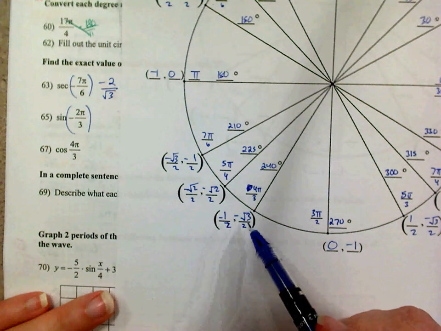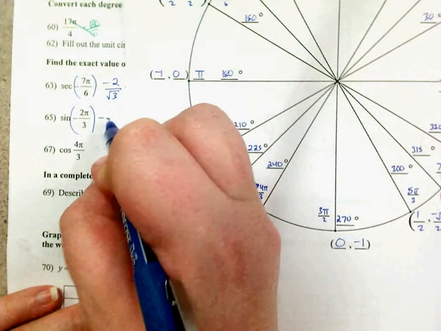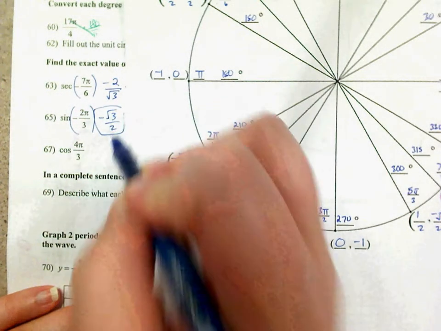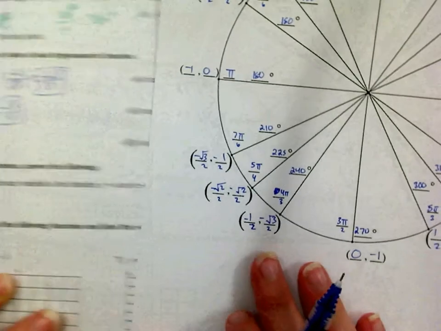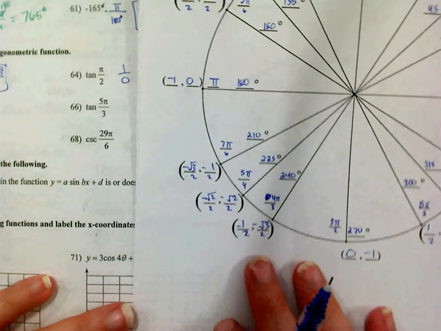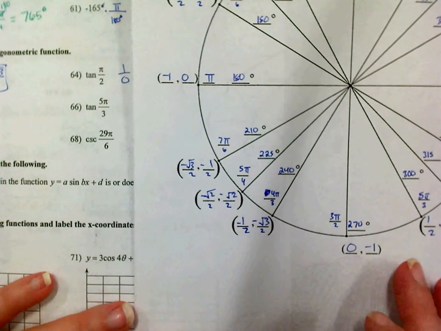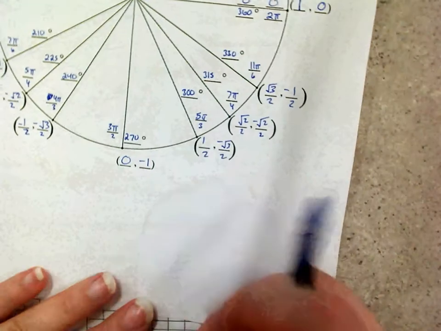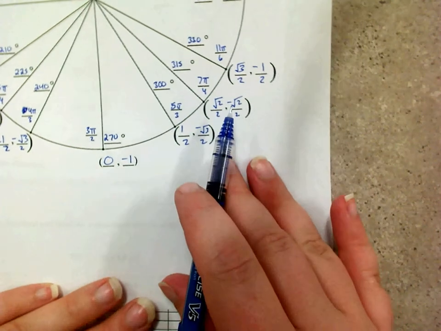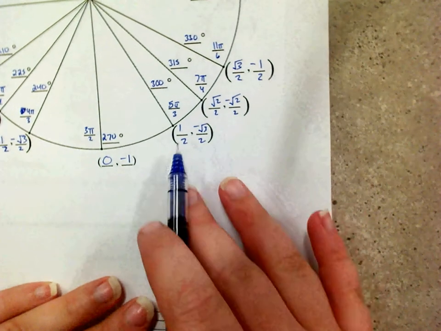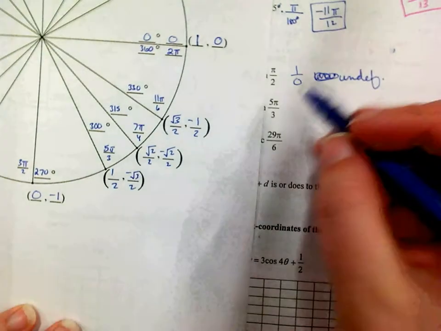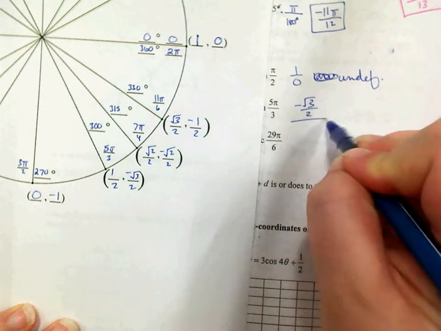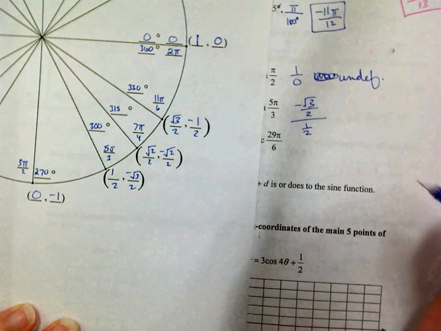On the next one, it says tangent of 5/3 pi. Where's 5/3? 300? It says tangent. What is tangent? Y over x. So I've got negative square root of 3 over 2 over 1/2. What happens to the 2's? They divide out. Negative square root of 3 divided by 1 is just negative square root of 3.